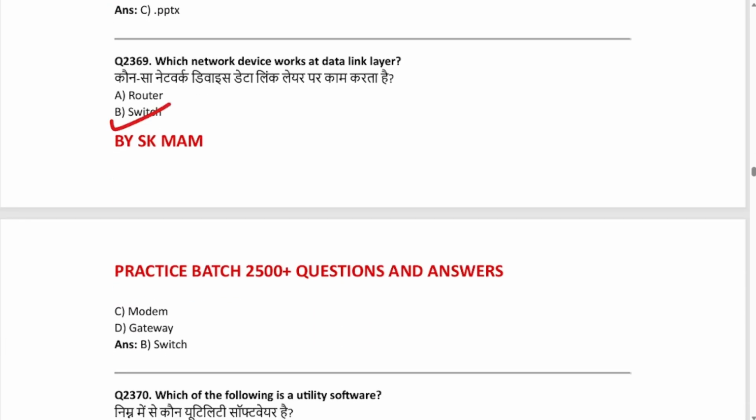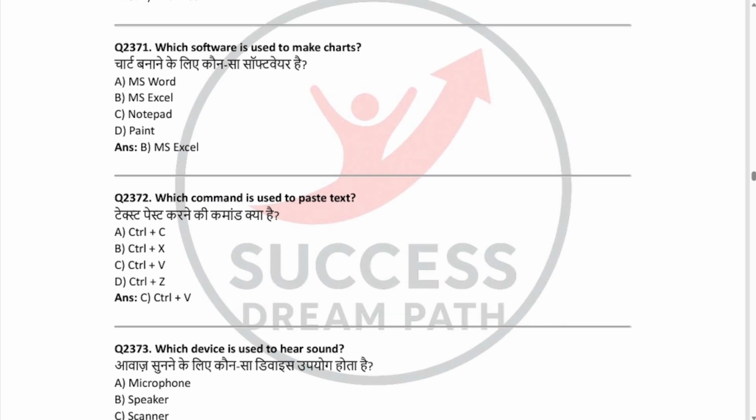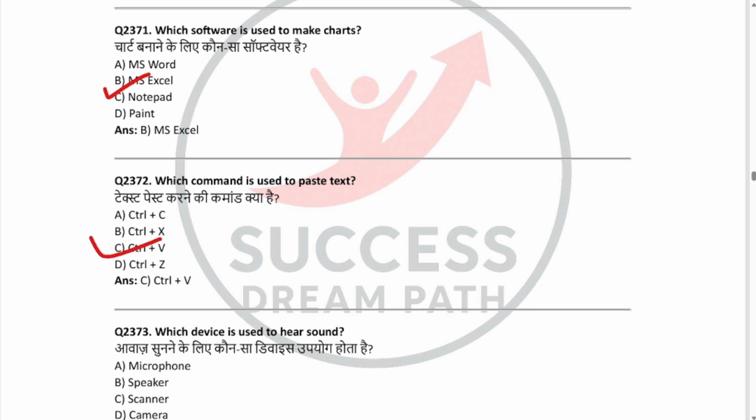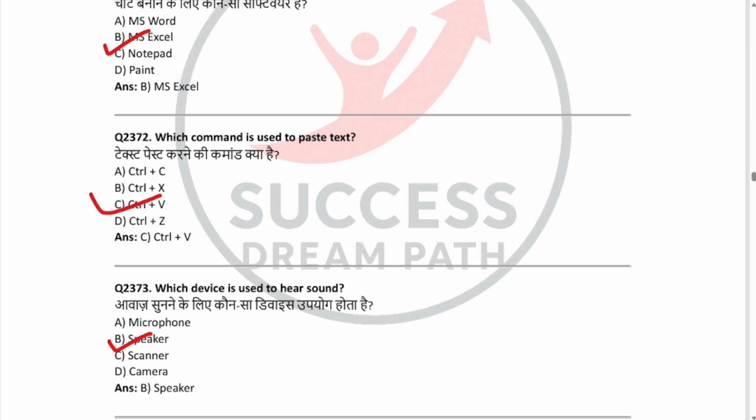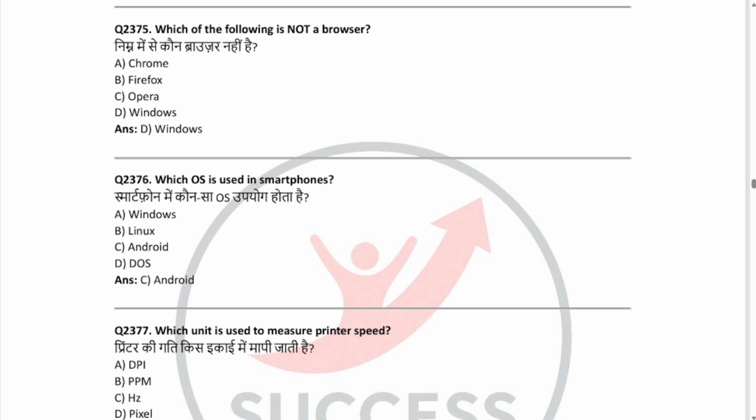Which network device works at the data link layer? Switch. Which of the following is a utility software? Antivirus. Which software is used to make a chart? MS Excel. Which command is used to paste text? Control plus V. Which device is used to hear sound? A speaker. Which software manages database? DBMS. Which of the following is not a browser? Windows. Which OS is used in smartphones? Android.